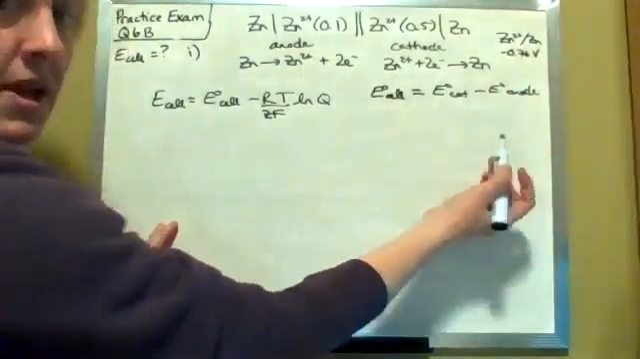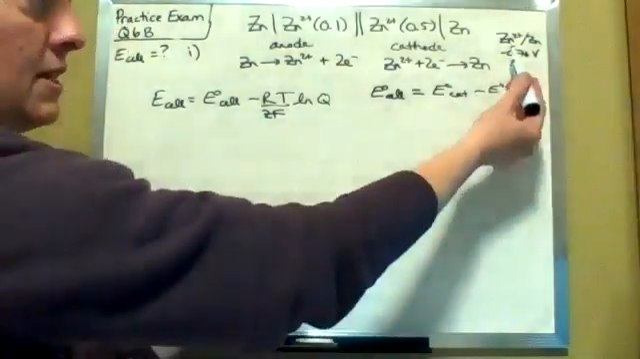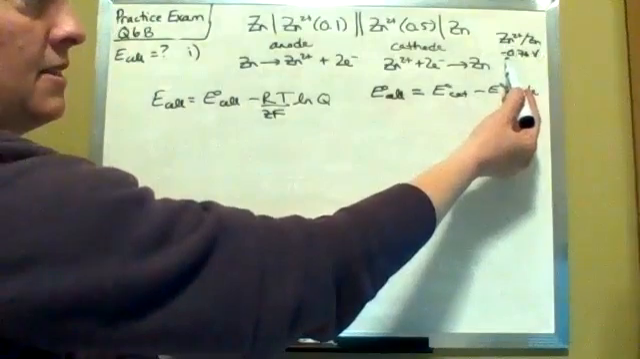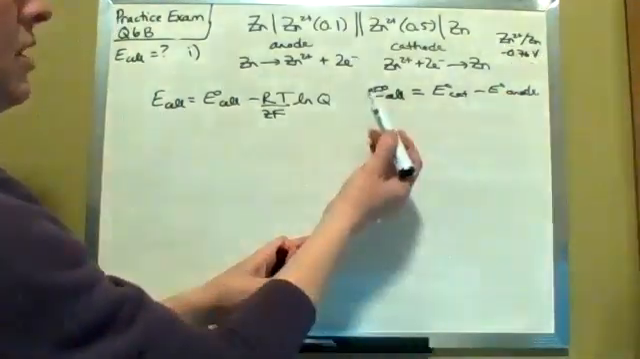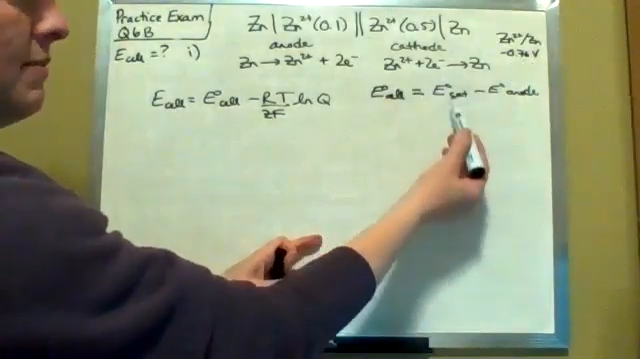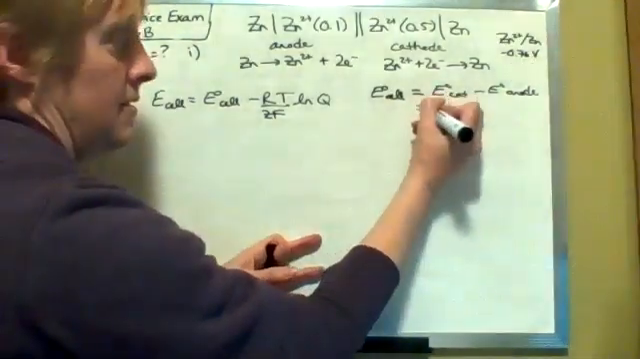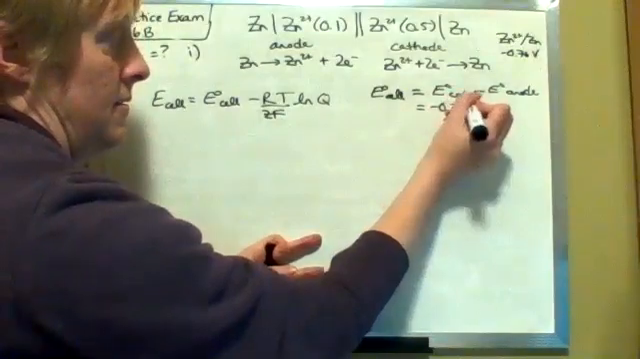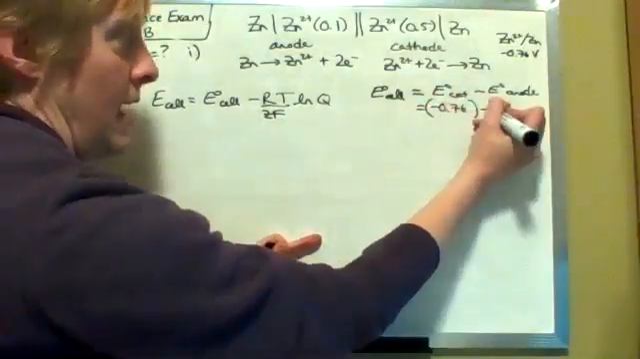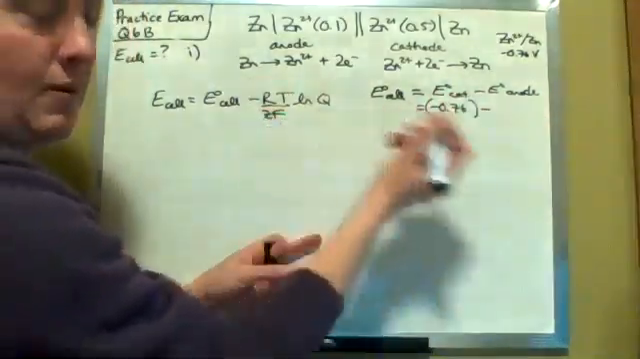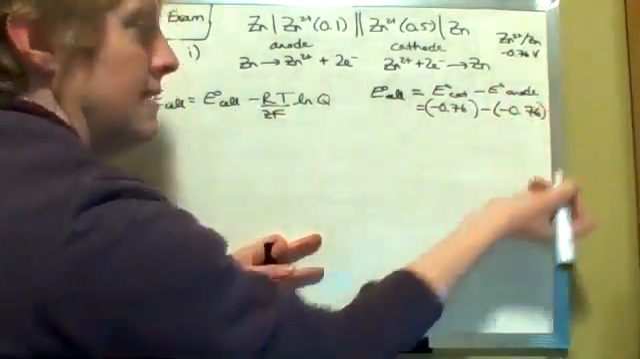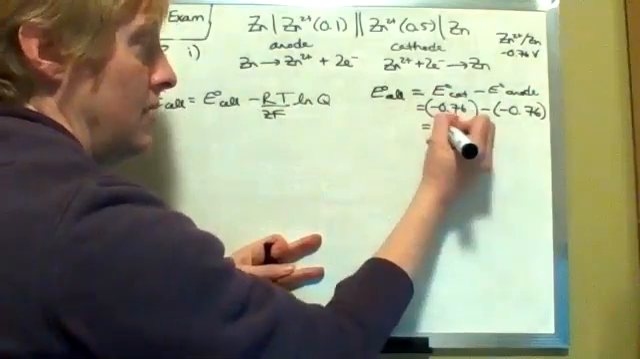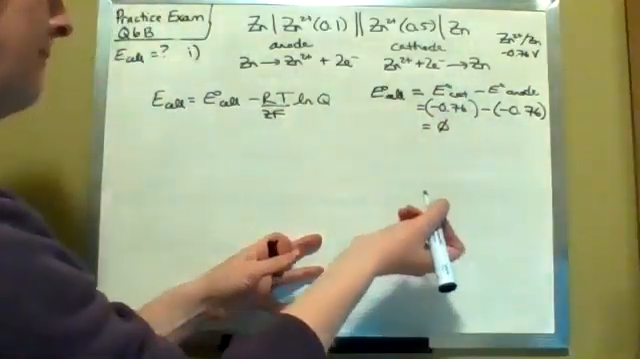So E naught cell, first of all, remember that's equal to our cathode minus our anode. And you're given already the reduction potential of zinc 2+ to zinc being minus 0.76 volts. So that means for our cathode, it's going to be minus 0.76. And for our anode, it's going the opposite direction, or we have a minus 0.76. So this is just 0.